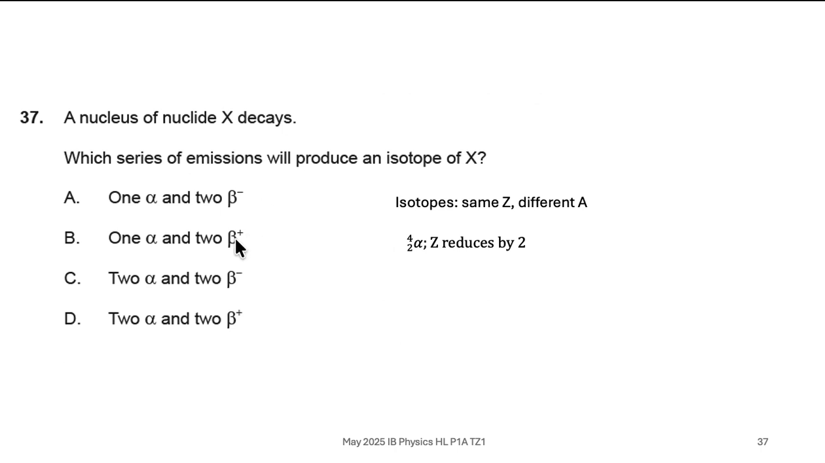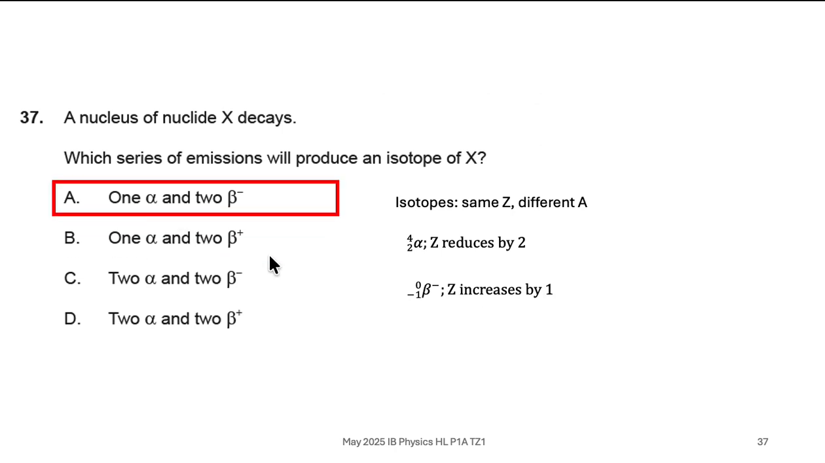You've got at the top here beta plus and beta minus. Well, beta minus has this symbol here, 0 minus 1, and so it leaves our daughter nucleus as having an increased Z, which is increased by 1. So can you see here that if we were to have A, this would reduce Z by 2 and then increase it by 1, 2 to make 0 again. So this is why A is the answer.